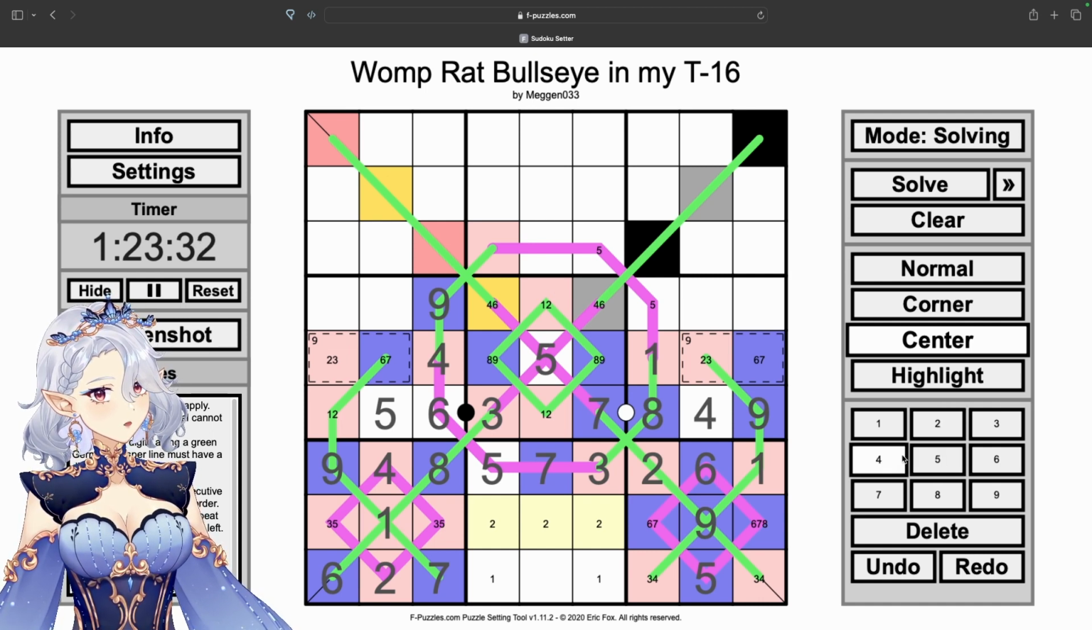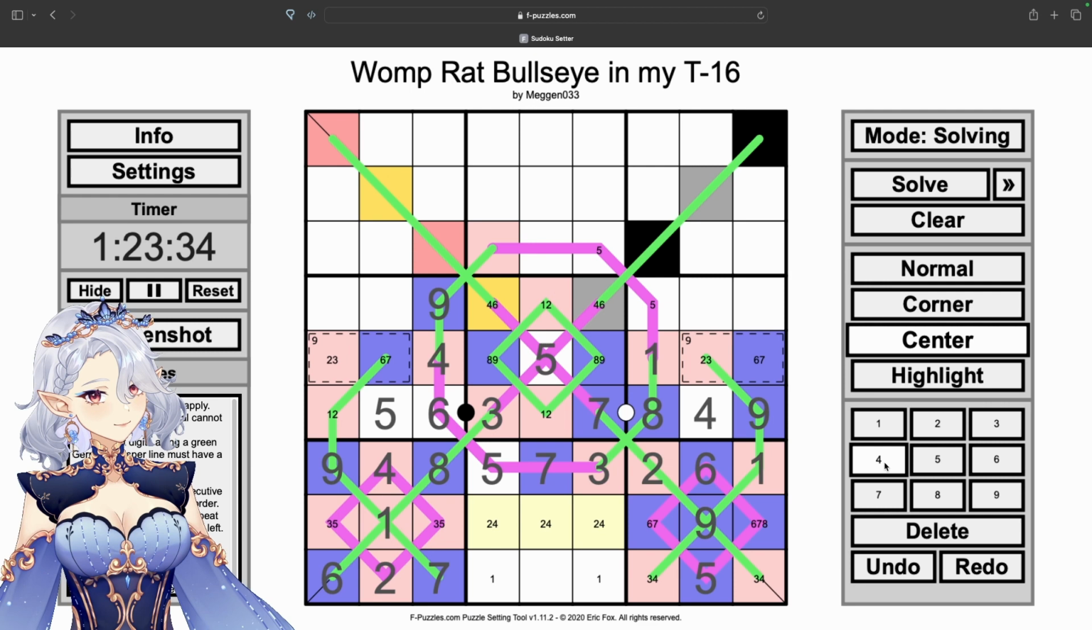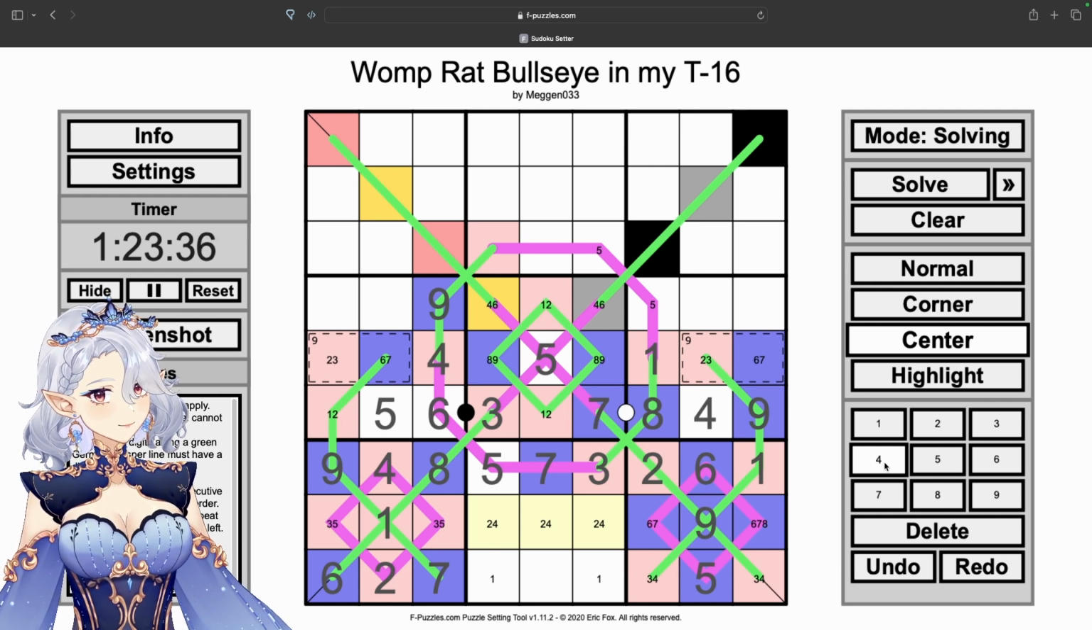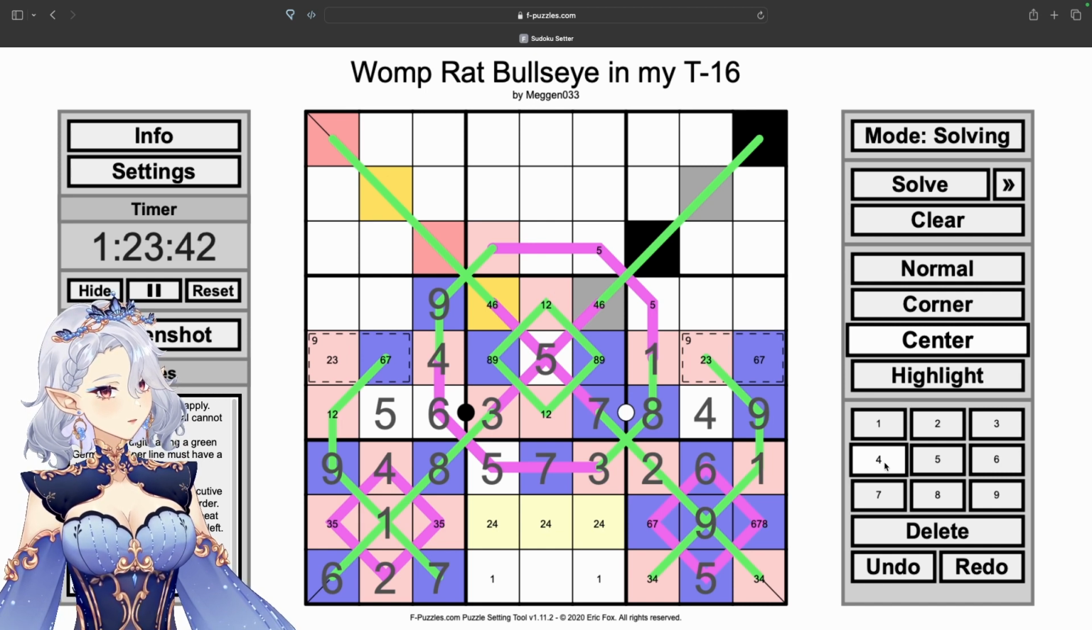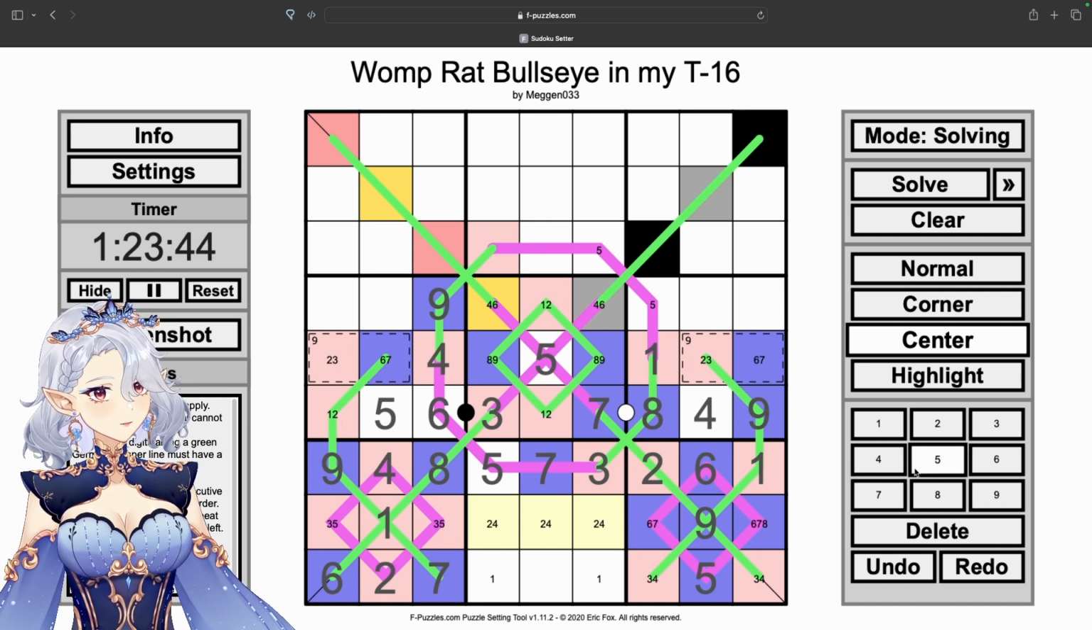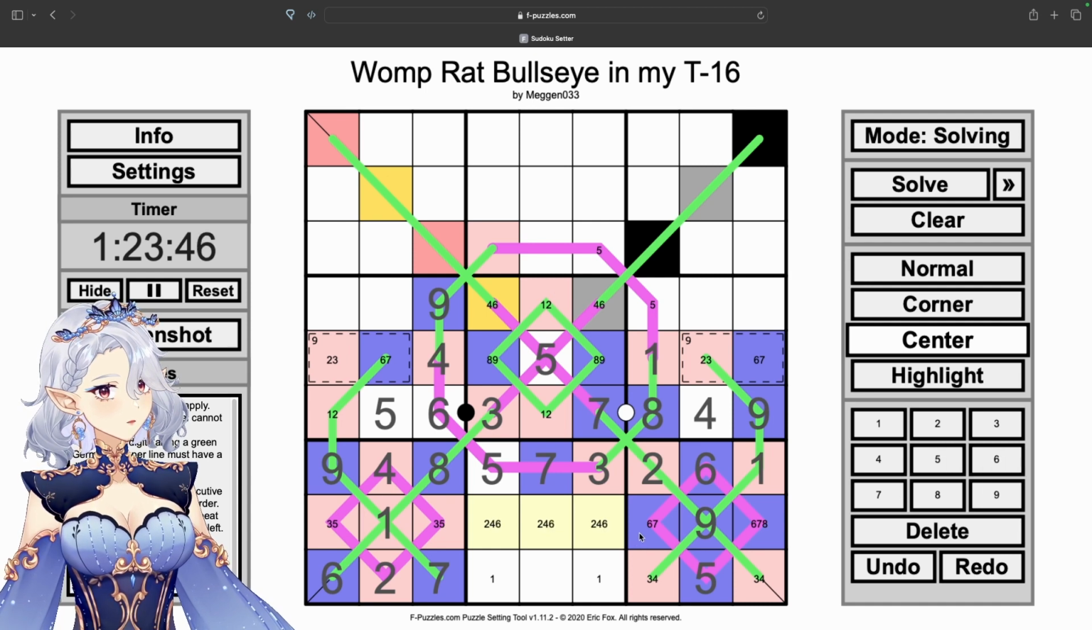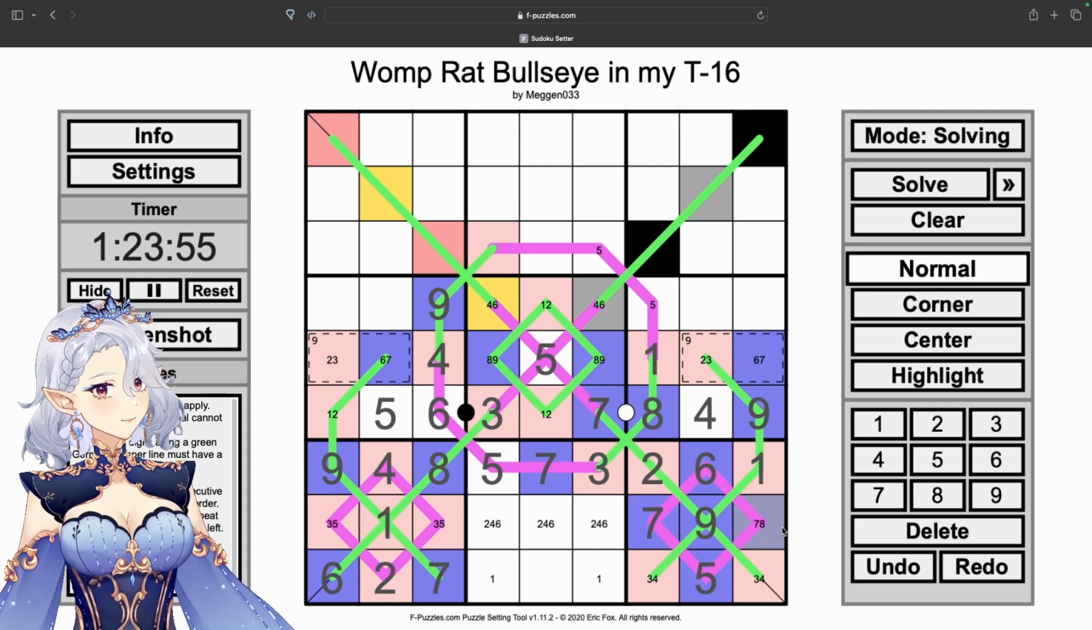1, 2, 3, 4. 5 not. 6, 7. No, 6. The 6 cannot be in the one to the right. Why have I not gotten rid of that? Which gives us a naked single here. Ta-da!